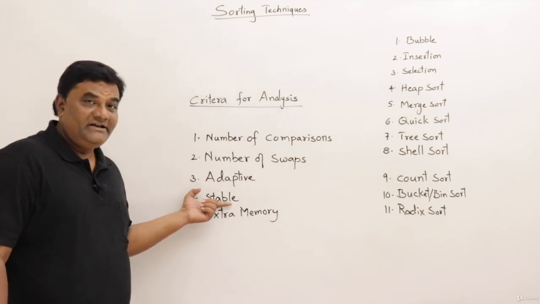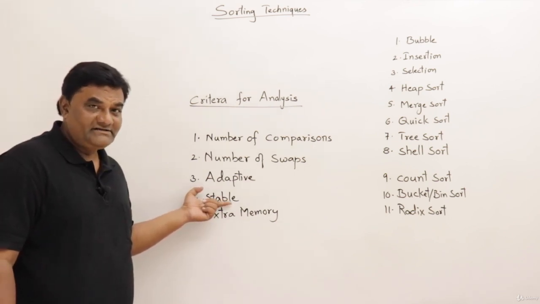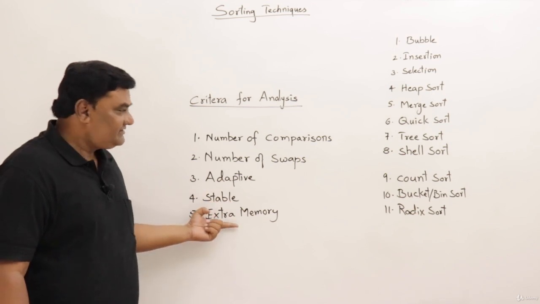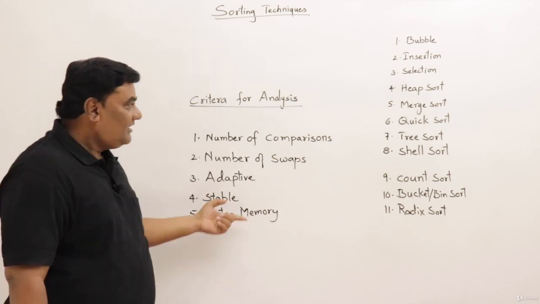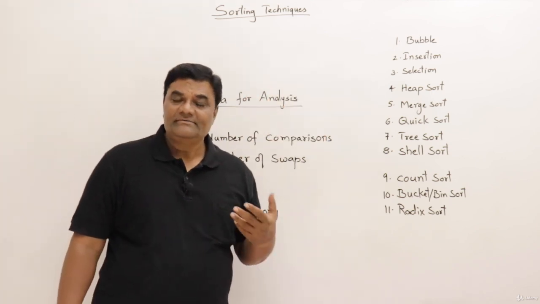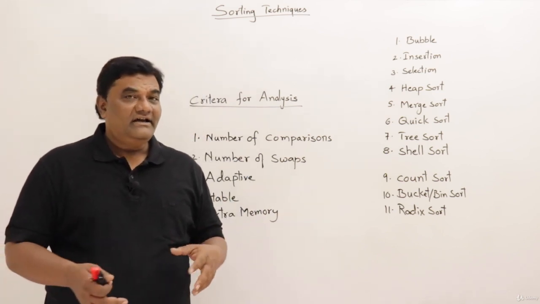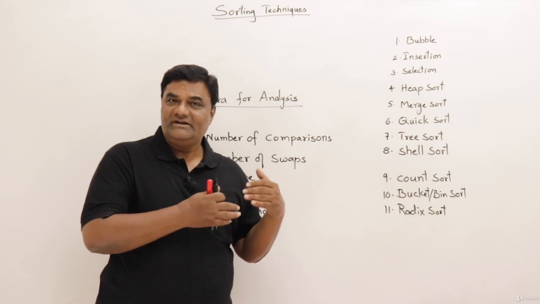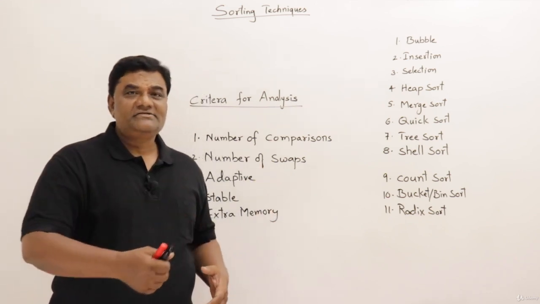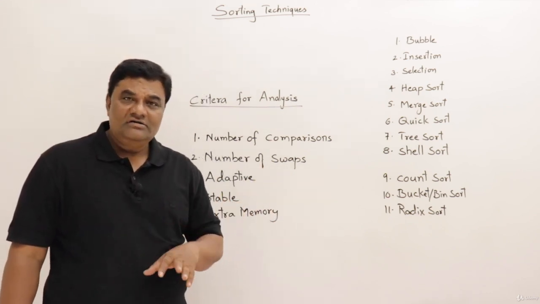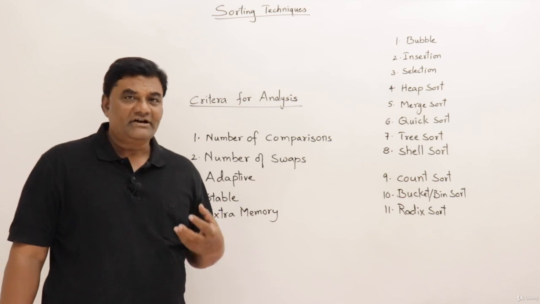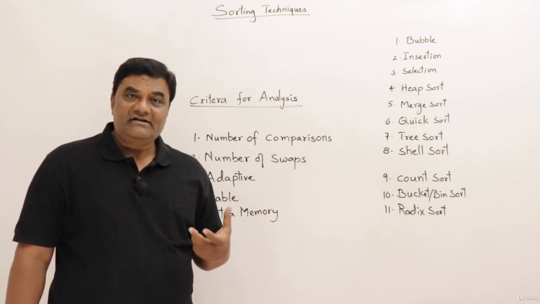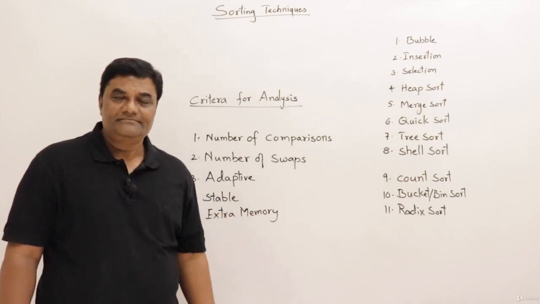Then this I have to explain to you using an example. What does it mean by stable? So I will finish this. Extra memory. Out of these sorting algorithms, there are some sorting algorithms which require extra memory space for sorting the elements. Apart from the space consumed by the elements, they need extra space. So not all, few require that. So we will analyze for every algorithm whether it requires extra space or not.